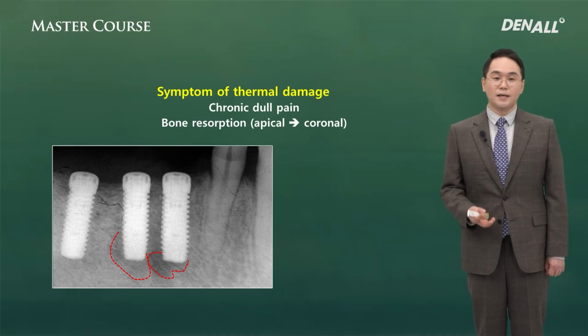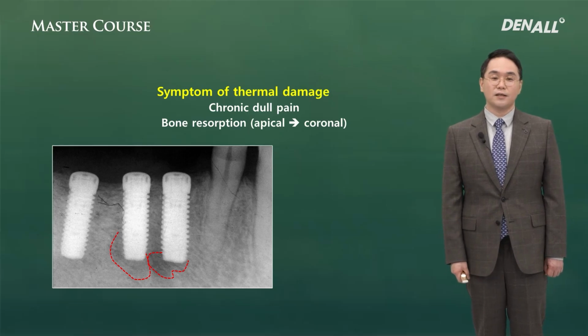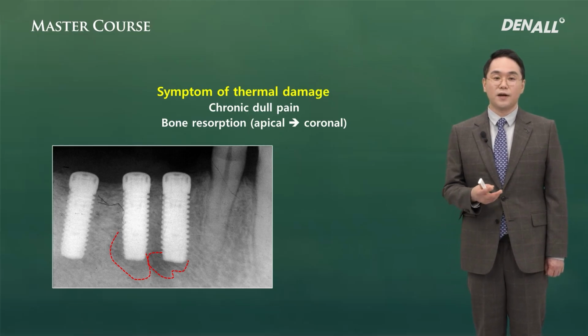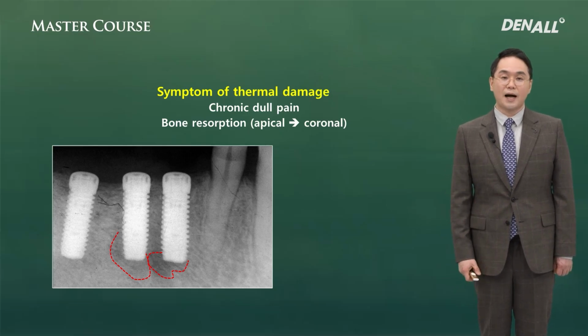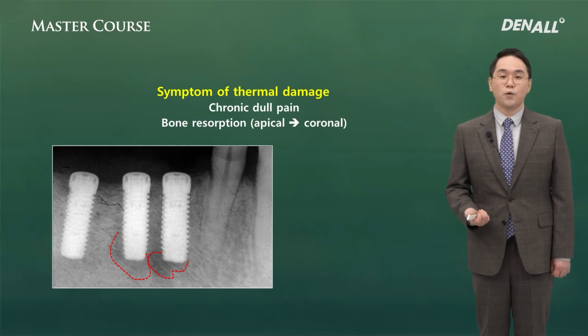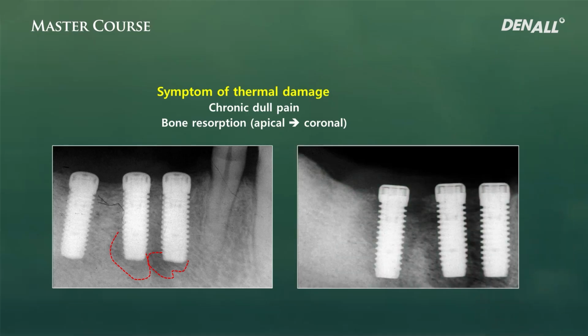The heat necrosis due to heat generation starts off in the apical side of the implant. The apical lesion is radiolucent here, and with time, it gradually moves towards the coronal side. Implant failure can occur, and it takes 4 to 6 weeks for implant failure to occur. Can we anticipate this?